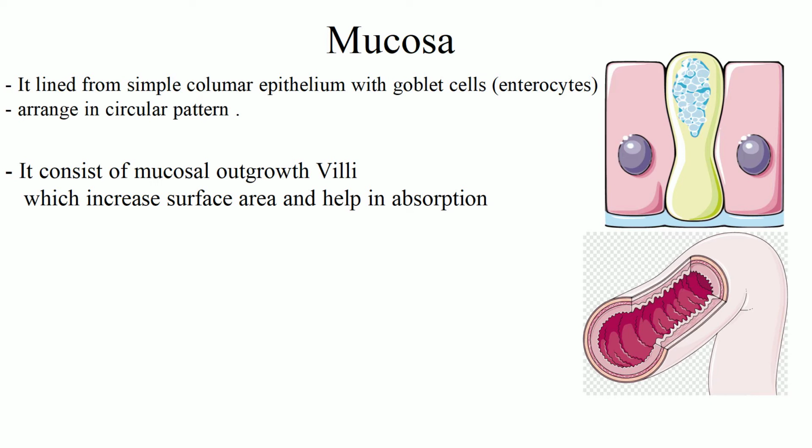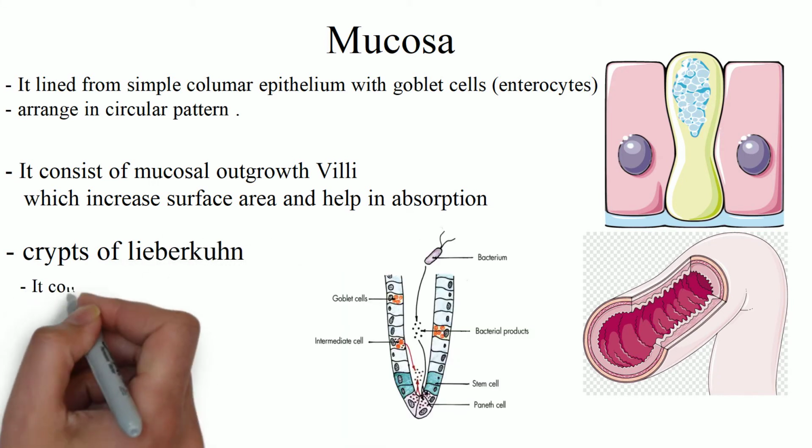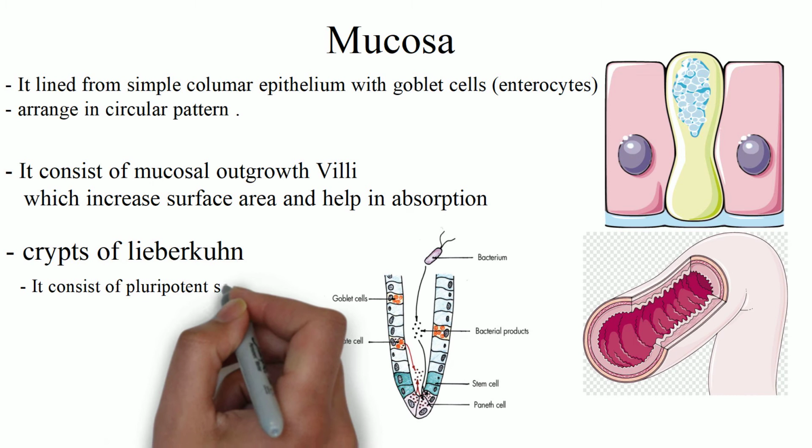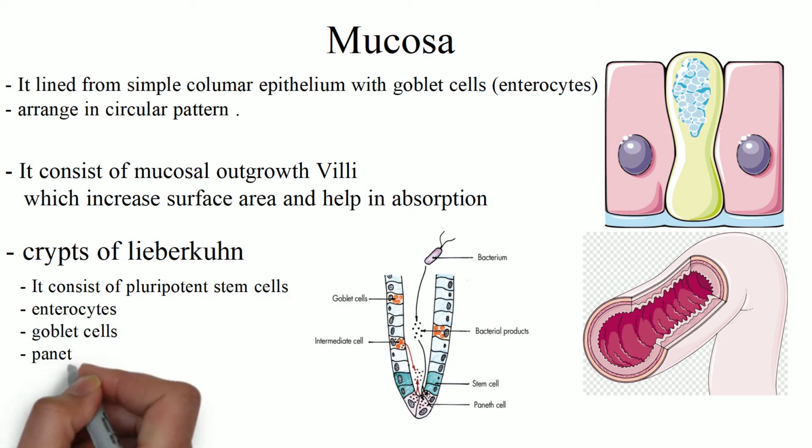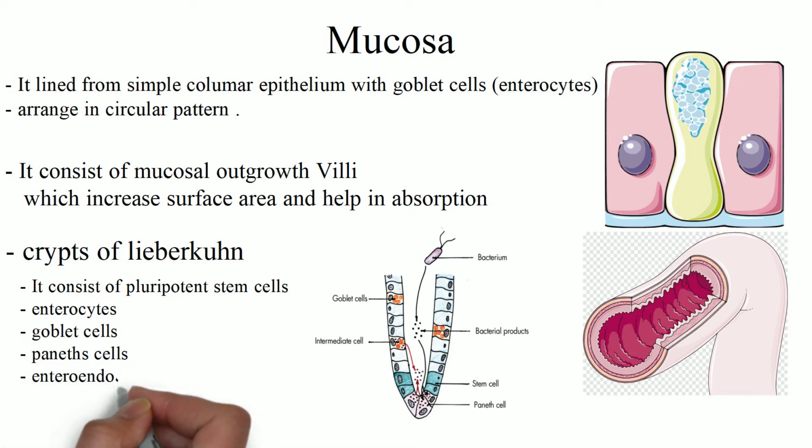Like the stomach mucosa consists of gastric glands, the small intestine mucosa consists of crypts of Lieberkühn. It consists of pluripotent stem cells. The cells are enterocytes, goblet cells, Paneth cells, and enteroendocrine cells. We will see these cells and their functions one by one.